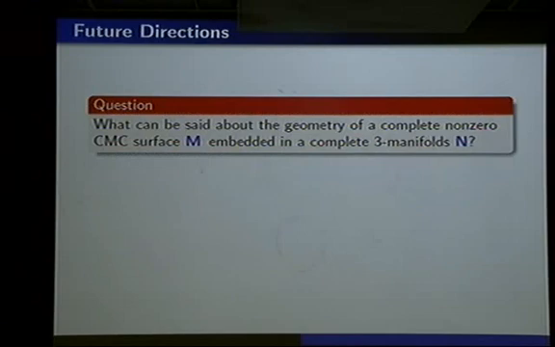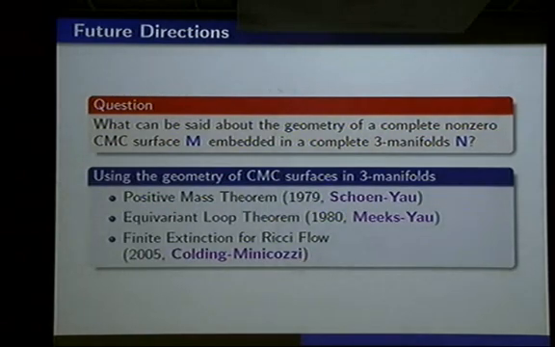So now, one can ask a question: what can be said about CMC surfaces embedded in three-manifolds? The study of these surfaces in three-manifolds turns out to be very important. Let me just point out some results. To be more precise, these results use the study of minimal surfaces in three-manifolds. We have the positive mass theorem, the equivariant loop theorem, and the finite extinction for Ricci flow. These all use CMC surfaces in three-manifolds.